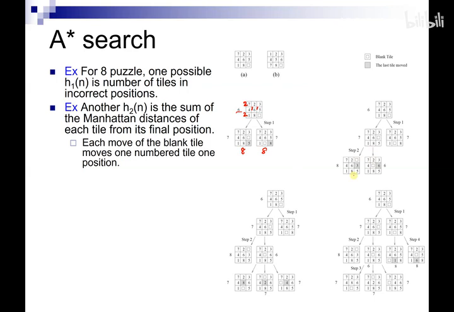And so this guy has an f value of 2 plus 8. His h value is 8, so he's got an f value of 10. And then this guy's got an f value of 8, right? Because it took 2 moves, and then he's got a heuristic value of 6. And this guy also has an f value of 8.